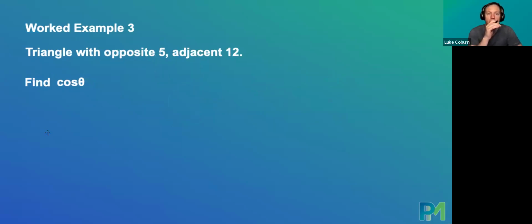Okay, so a triangle with opposite side 5 and adjacent side 12. It's the same deal this time, so we just draw that. Then the opposite side to the angle theta is 5 and the adjacent side is 12. And we're looking for cos of theta. So cos of theta is equal to the adjacent over the hypotenuse, but we don't have the hypotenuse. We don't have that. But we do have the fact that it's a right angle.